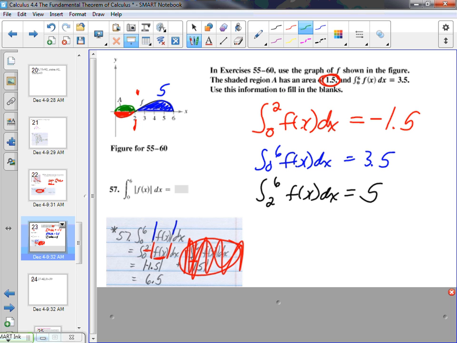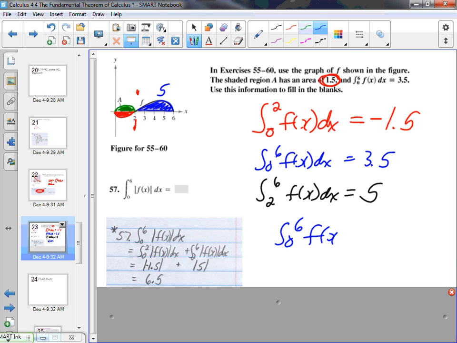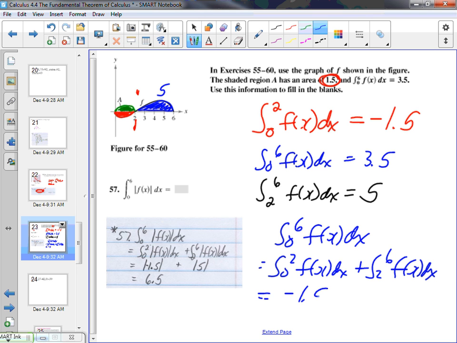I'm just applying it. Okay. Because they gave me the absolute value sign. If they hadn't put absolute value signs on there, I would still set it up the same way. I'd still say the integral from 0 to 2 of f of x dx plus the integral from 2 to 6 of f of x dx. But I would get negative 1.5 here and positive 5 here. Absolute value signs there, absolute value signs there.